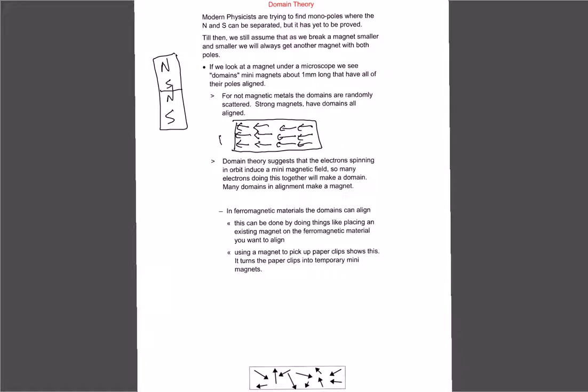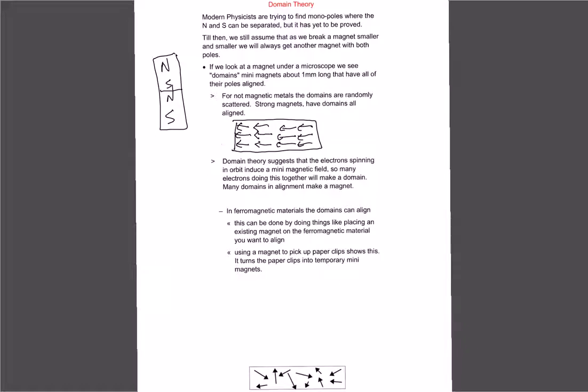So we'd have the north part of the domain pointing one way, and we'd get our magnet in that case. So if those were acting like magnets, this would be the south pole, this would be the north pole of the magnet, and so on. But the direction, or what type of pole it is, isn't really that important. We're just worrying about what happens when they're lined up.